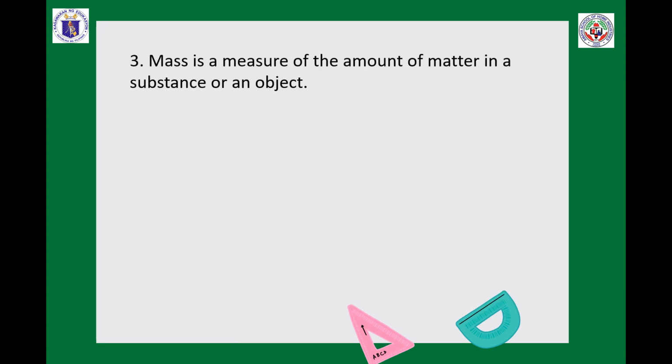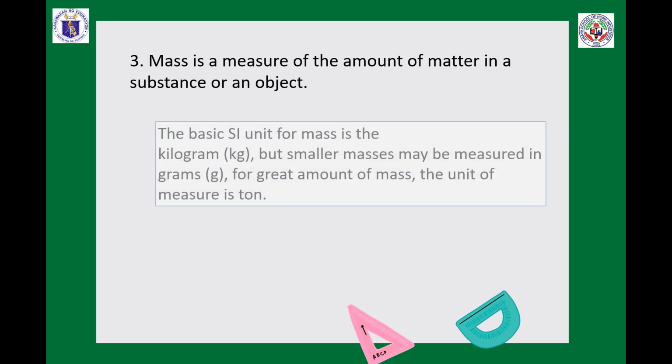Mass is a measure of the amount of matter in a substance or an object. The basic SI unit for mass is the kilogram, but smaller masses may be measured in grams. For greater amounts of mass, the unit of measure is the ton.